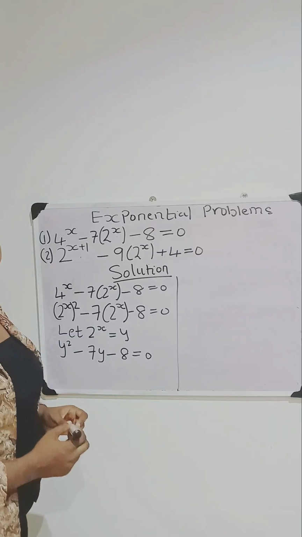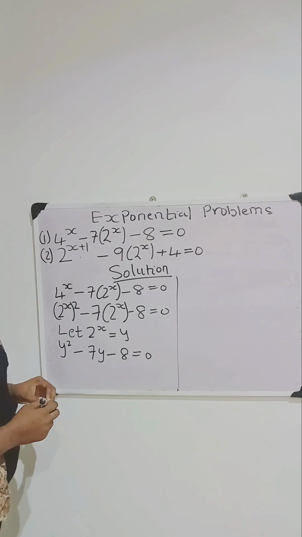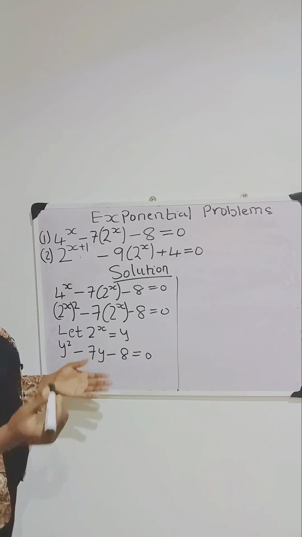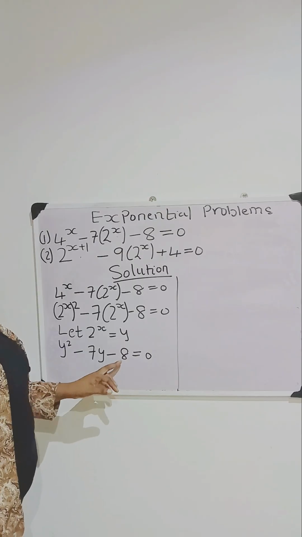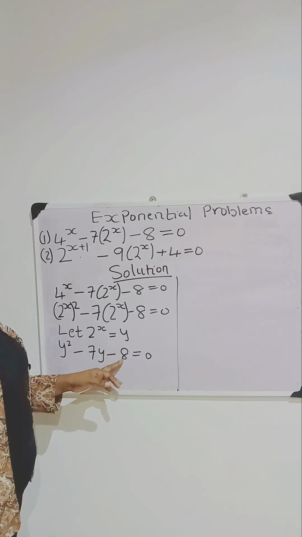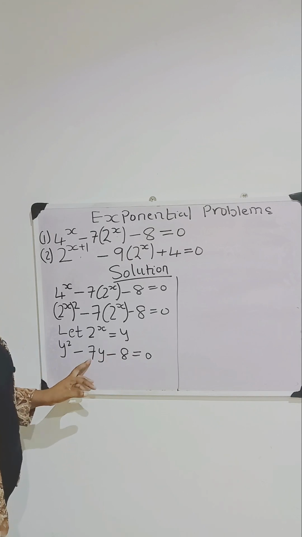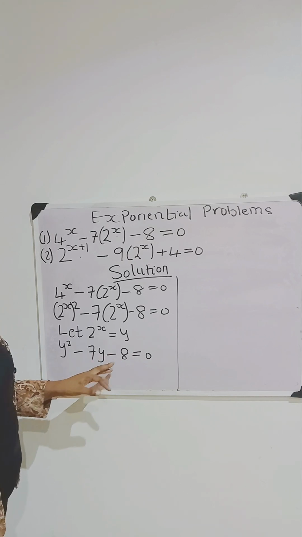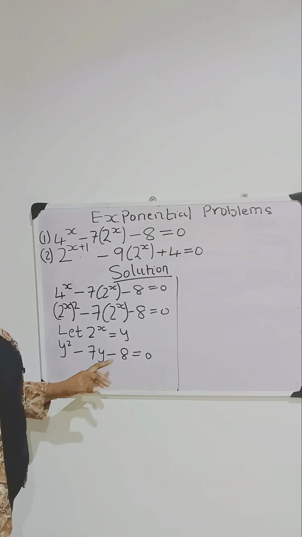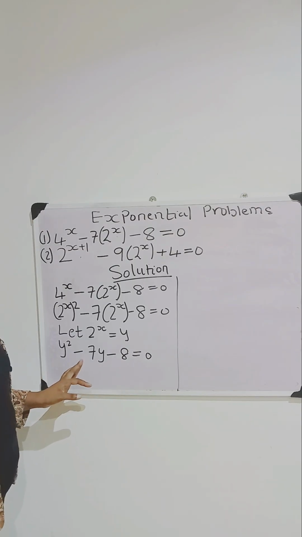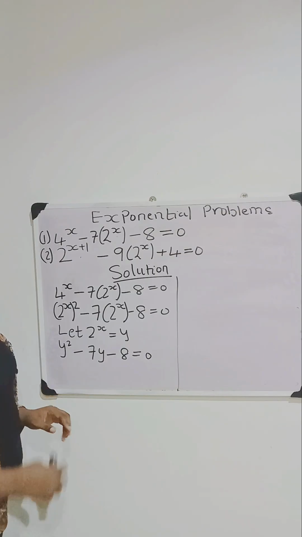So this right here is a quadratic equation. So how do we solve this quadratic equation? As a lot of you already know, basically what we're going to be doing is to look for two numbers that when you multiply them you have minus 8, and when you add them you have minus 7. So 8 times 1 is 8. And then minus 8 plus 1 is minus 7.